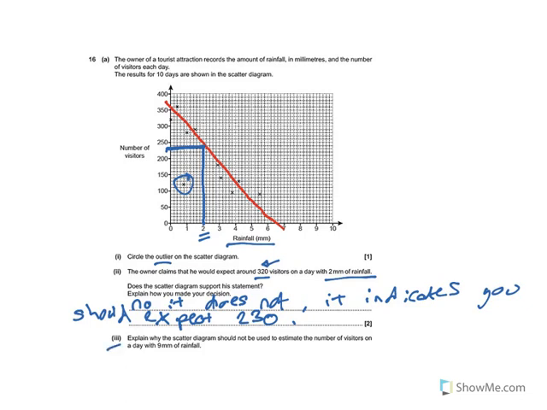The last part. Explain why the scatter diagram should not be used to estimate the number of visitors on a day with 9 millimeters of rainfall. Well, if you look at the scatter diagram, 9 millimeters is a figure that we don't have anything close to on our scatter diagram. So there's no data available for something similar to the value of 9 millimeters. So what we simply say here is that 9 millimeters is outside the range of the data collection.